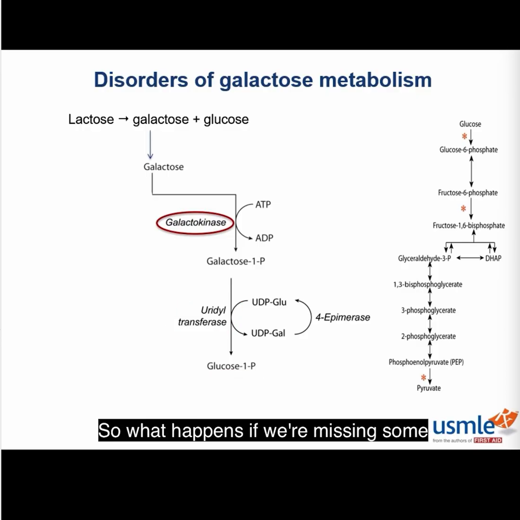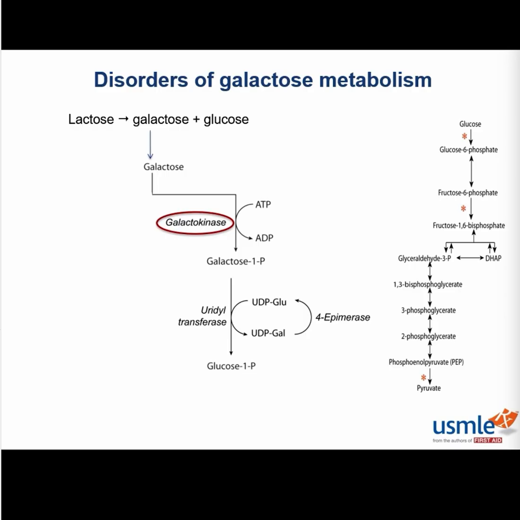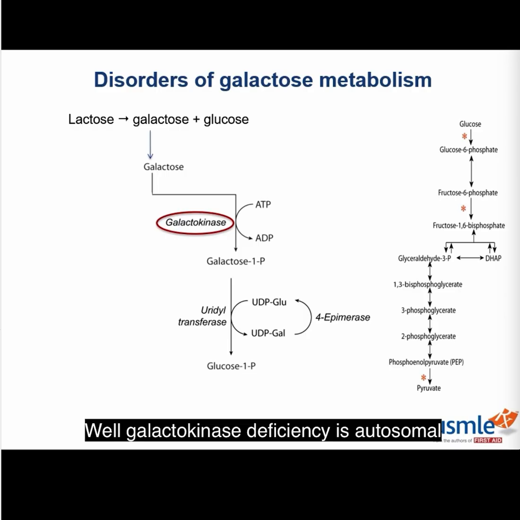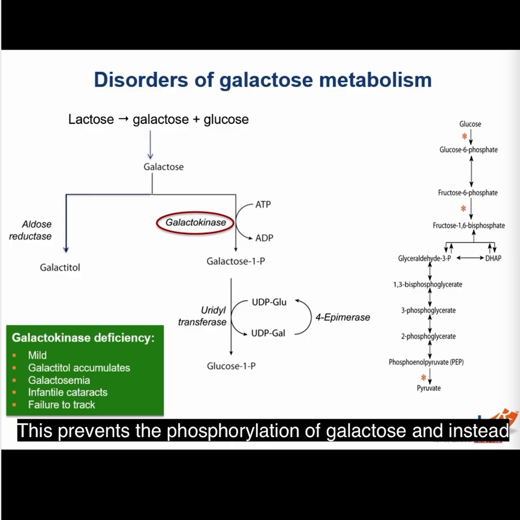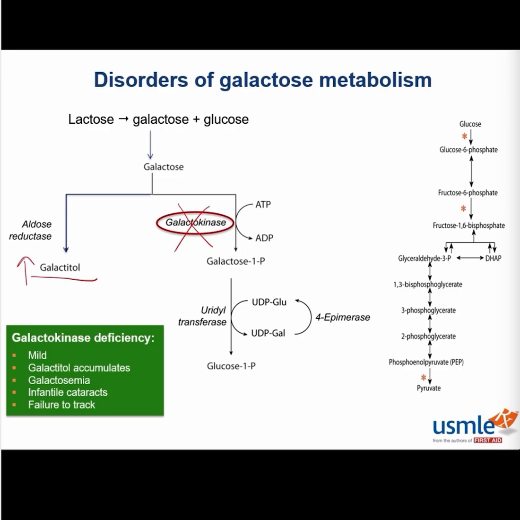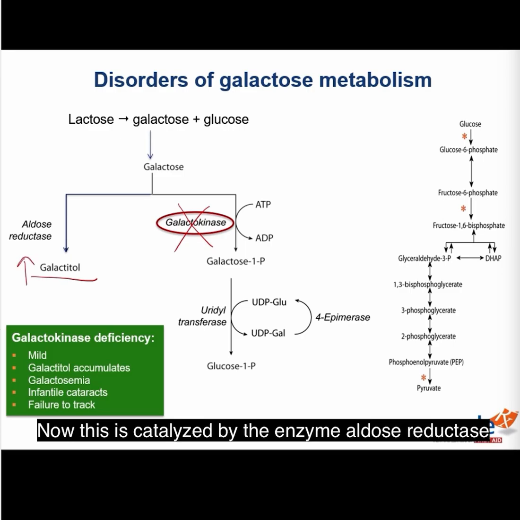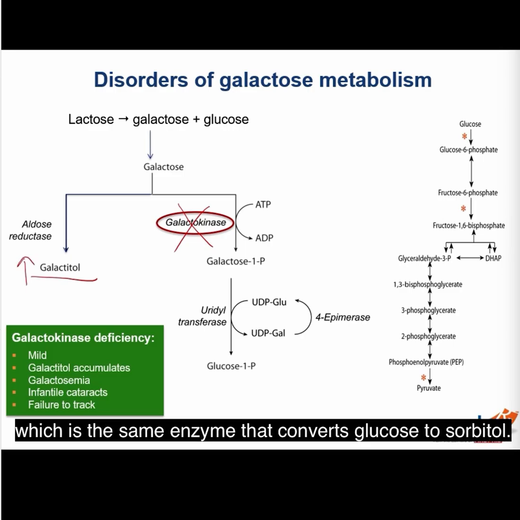So what happens if you're missing some of the galactose metabolic enzymes? Well, galactokinase deficiency is an autosomal recessive deficiency of galactokinase. This prevents the phosphorylation of galactose and instead causes it to be converted to the alcohol form, galactitol. This is catalyzed by the enzyme aldose reductase, which is the same enzyme that converts glucose to sorbitol.